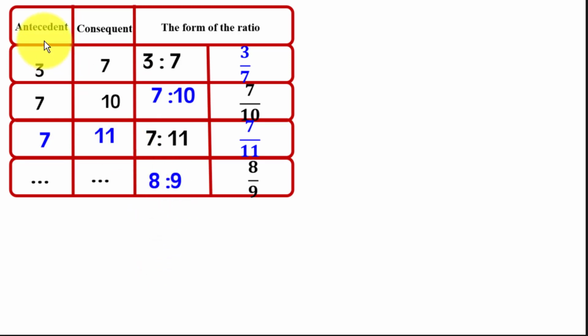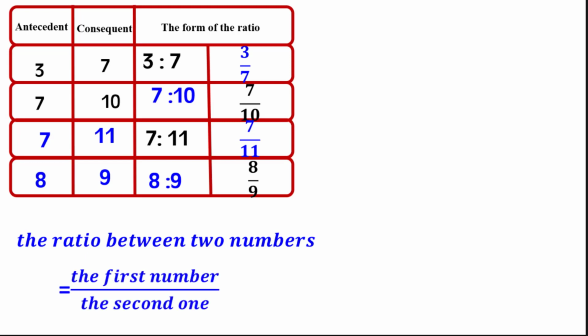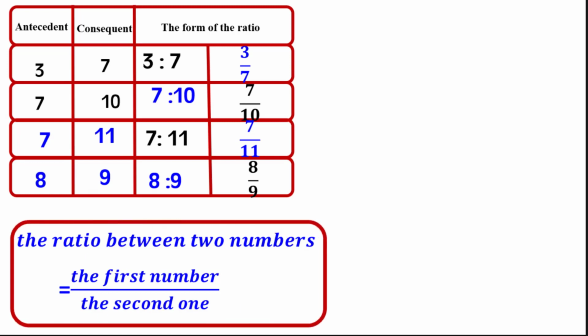Now, what is the antecedent? The antecedent is the first number. So the antecedent is 8. And consequent is what? Is 9. Don't forget this rule. To find the ratio between two numbers, just divide the first number over the second number, and you can simplify as a fraction. So the ratio between two numbers equals the first number over the second one. This is a rule. You must study it very hard.